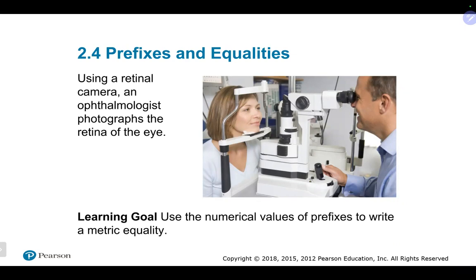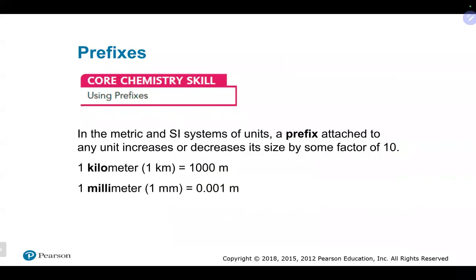Prefixes are used in the metric system to change the meaning. Kilo, for example, is 10 to the 3, which is basically 1 times 10 to the 3. Centi is 10 to the minus 2, and so forth. Equalities, as we talked about a second ago, are two values with different units that represent the same amount of a substance.